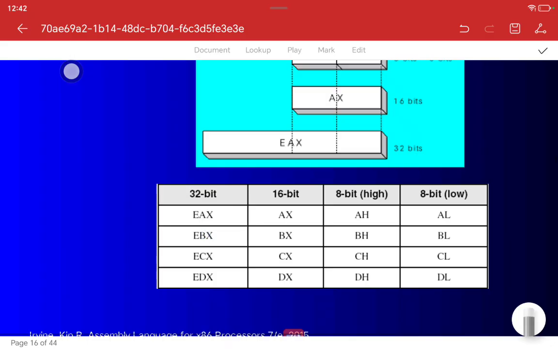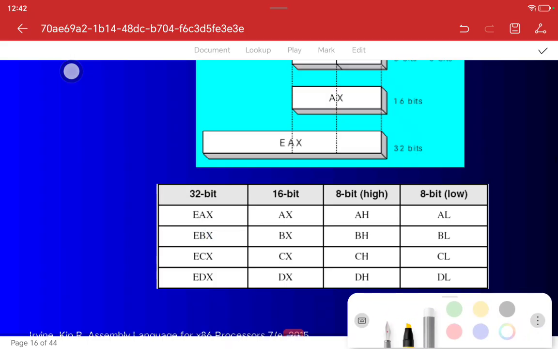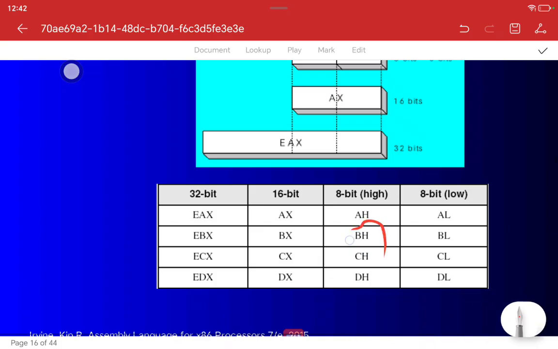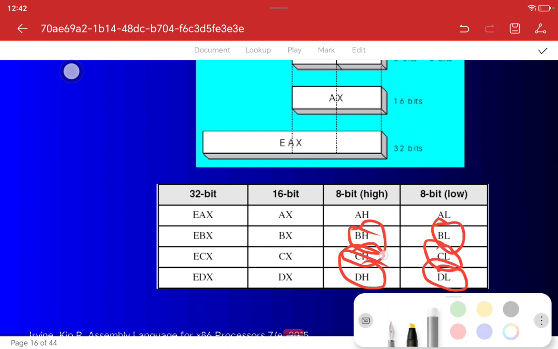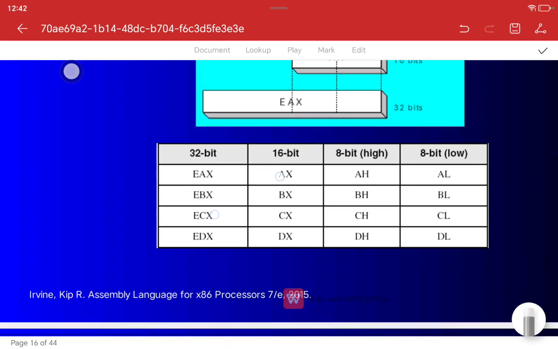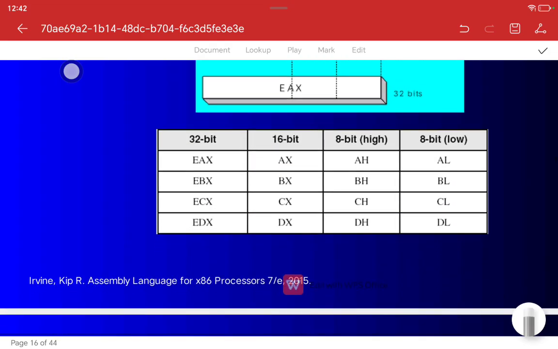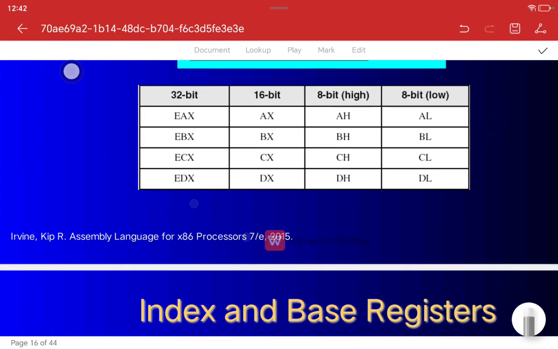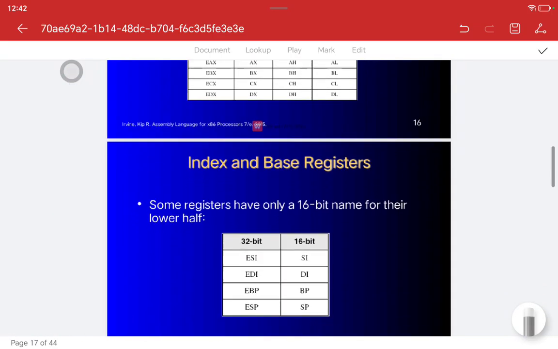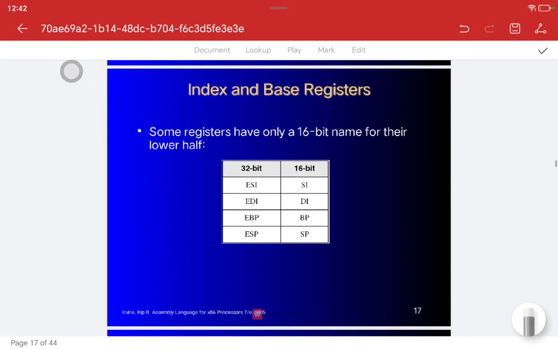So we can also have all of them. This one, EBX, if it's divided, it's going to give us BX. If BX is divided, it's going to give us B high, B low. Even ECX is going to do the same thing: C high, C low, D high, D low. You see right now? So we learn which one will store which information.